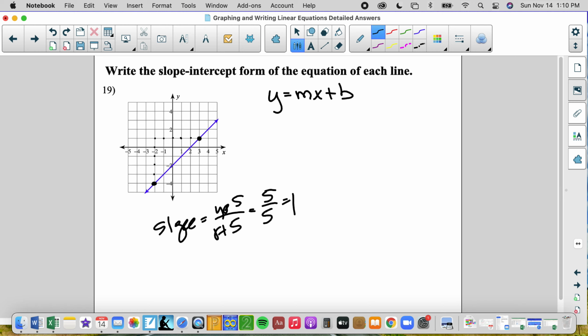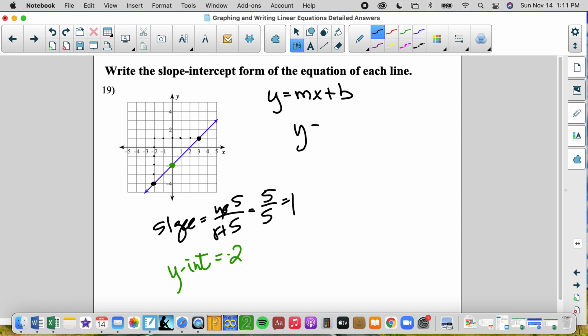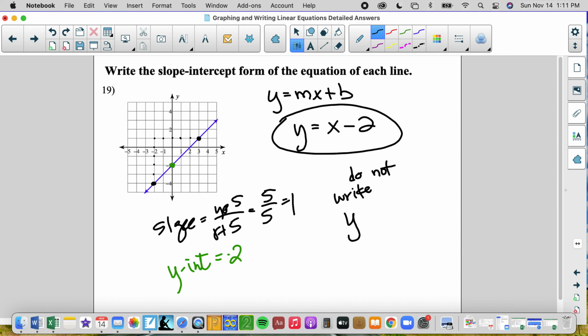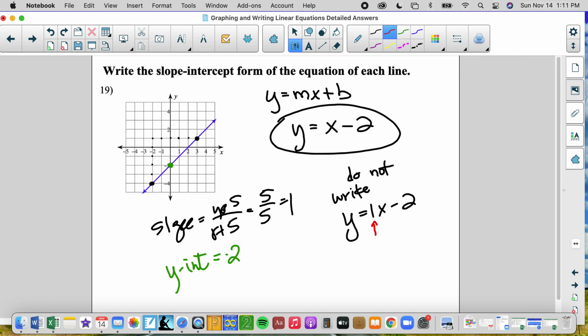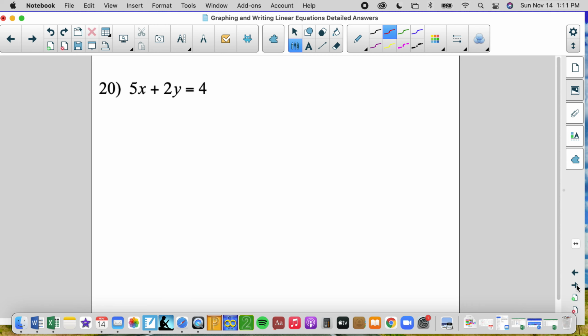And now, can you tell me where it crosses the y-axis? Yeah, -2. So I know my y-intercept is -2. So we can take that information and plug it in to the equation. Notice I did not write 1x. Do not write y equals 1x minus 2. Do not write a 1 in front of that variable. The proper way of writing it is just x. Okay? So, fair warned. Good. So that's nice and easy.